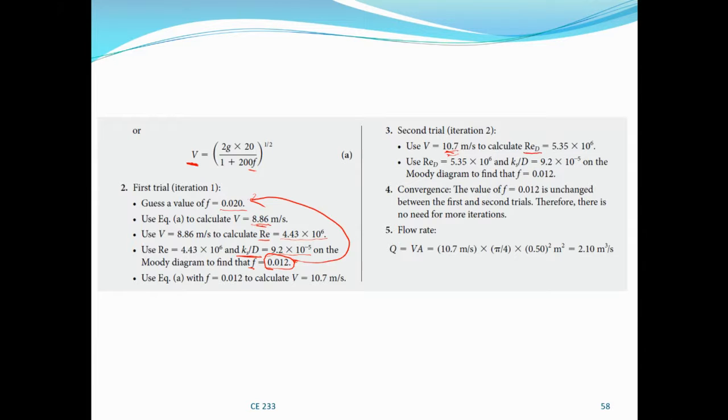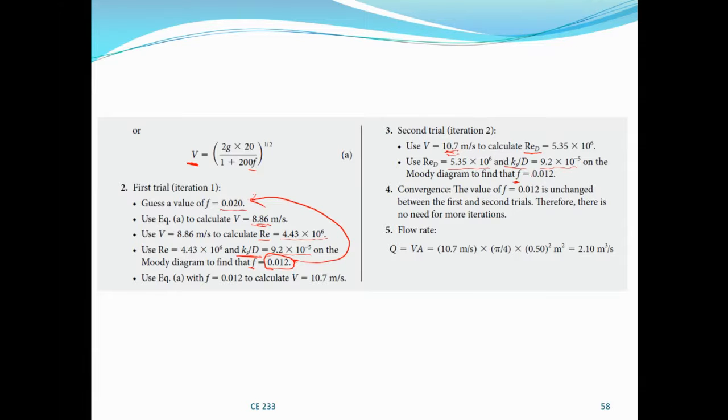So we again calculate the Reynolds number. The relative roughness remains the same because it's not a function of the velocity. So we go to Moody's diagram again to determine the friction factor using this new Reynolds number and the relative roughness, which is the same as the previous one. The Reynolds number will change because the velocity has changed. The previous Reynolds number was 4.43 exponential 6. The current one is 5.35 exponential 6.